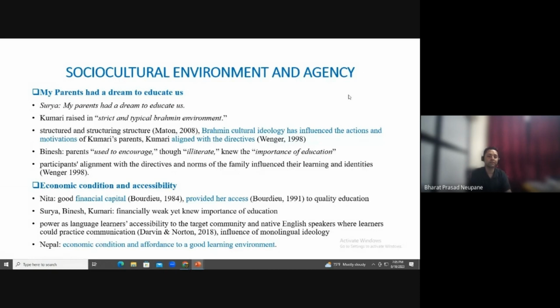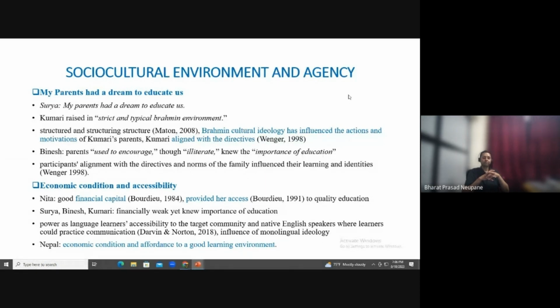Even Kumari noted she was raised in a very strict and typical Brahmin environment. Here, this Brahmin word has a lot to do with ideology. The Brahmin cultural ideology has influenced the actions and motivations of Kumari's parents. And in the Brahmin community, education and knowledge are given very high priority. And even Kumari aligned with the directives of the parents, and that influenced the learning and the identity construction of Kumari, right? And even Venus' parents used to encourage him a lot.